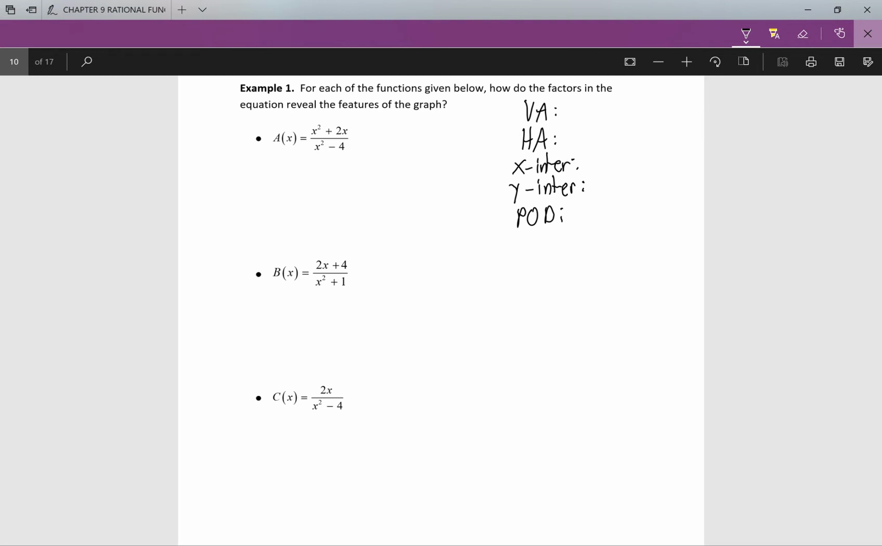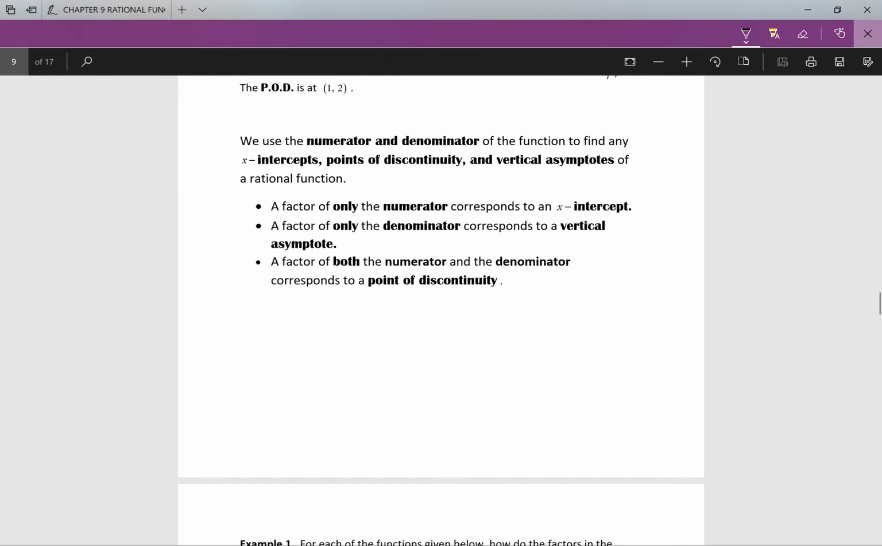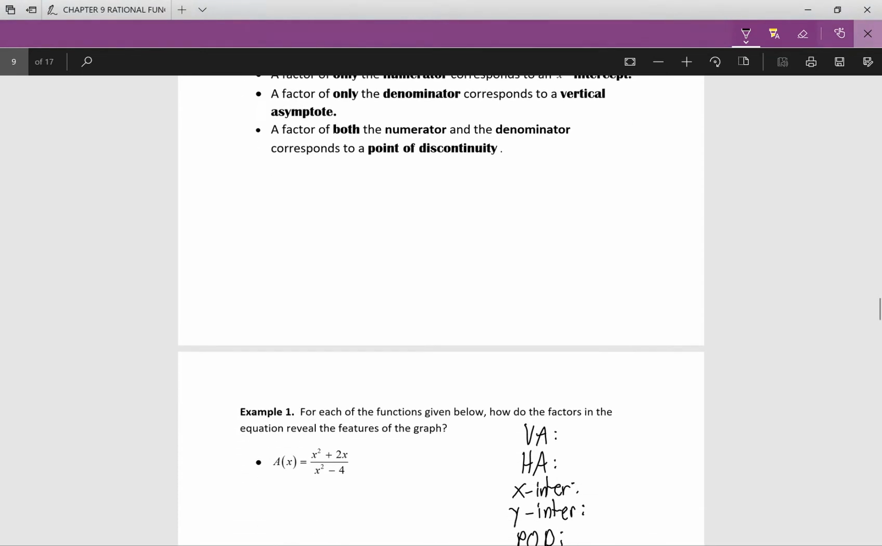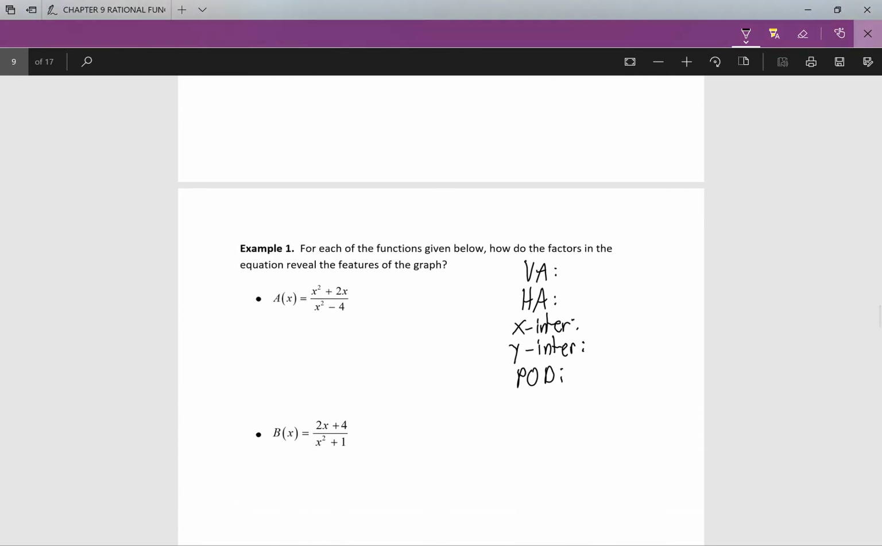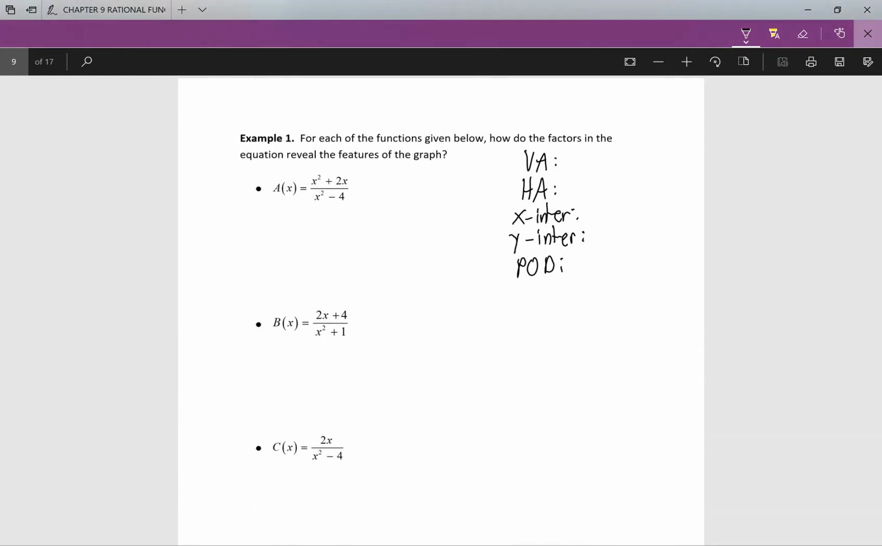So now let's dive into some of these questions here. These questions are going to be in direct relation to the information that we saw before, and through these questions I'm going to start to explain exactly what's going on here. Example 1. For each of the functions given below, how do the factors in the equation reveal the features in the graph? So we notice the word factor.